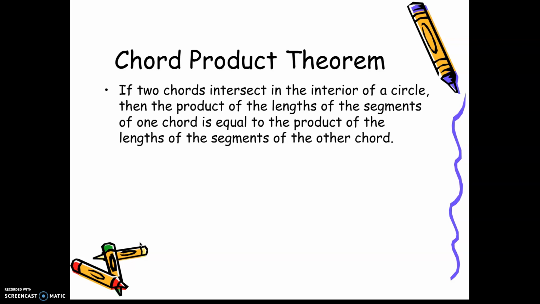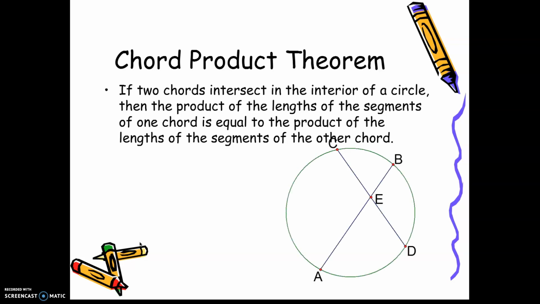So pretty quick notes here. Pause as you need to. But the first one is the chord product theorem, and it's when you have two chords intersecting in the interior of a circle, then the product of the lengths of the segments of one chord is equal to the product of the lengths of the segments of the other chord.